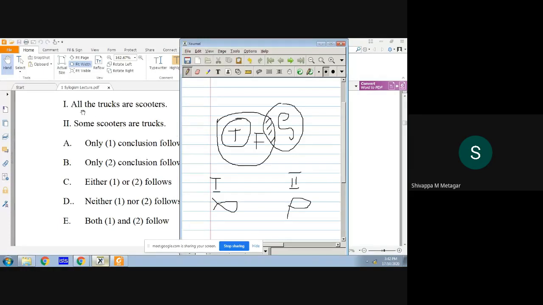You see what they have given: all trucks are scooters. Truck part is there and scooter part is there, it is not related, so the first statement is wrong. Second statement, some scooters are trucks, it is also not possible. Here neither one nor two is alone sufficient to answer the given question.